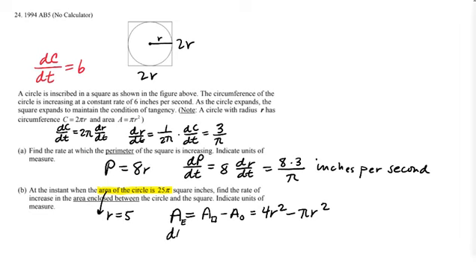So the rate of change of the enclosed area is going to be 8r dr/dt minus 2 pi r dr/dt.